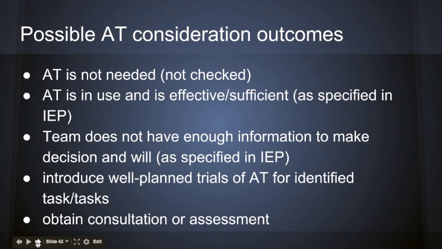So some possible AT considerations. It might be that AT is not needed. So we may do a trial and determine, you know what, there's no difference in all the assistive technology we've tried. The student prefers to do it the way they were doing it before, and it's not needed. AT is in use and is effective and sufficient as specified in the IEP. The team does not have enough information to make a decision and will, as specified in the IEP, introduce some more trials for the AT.